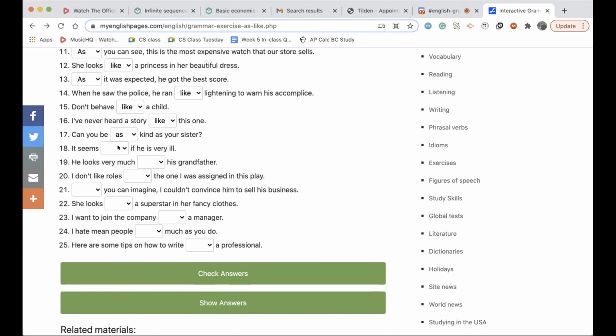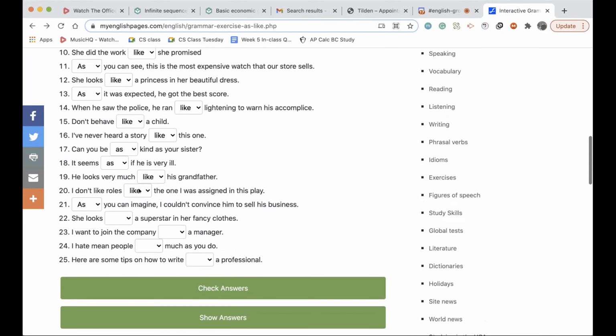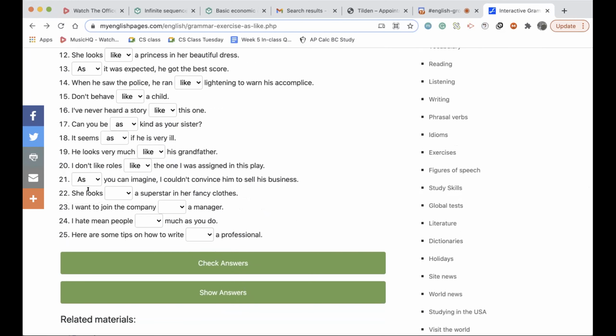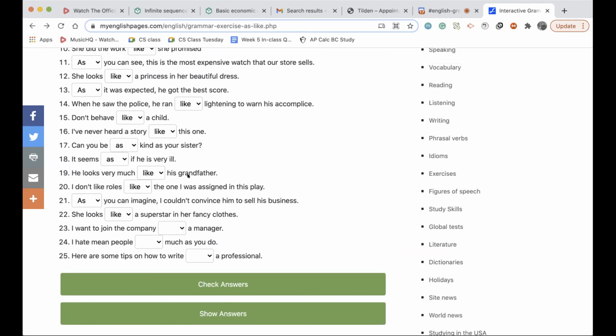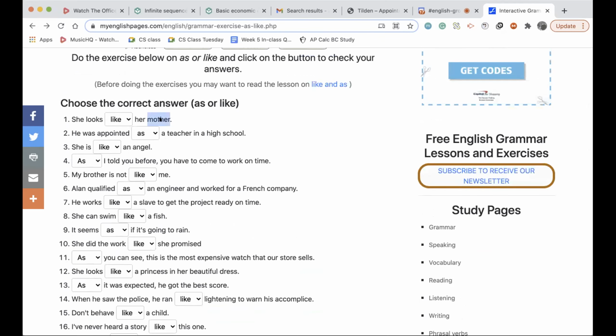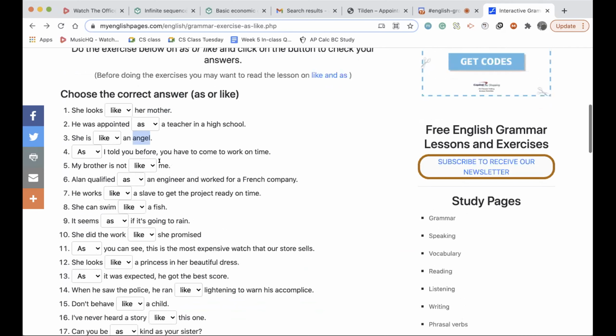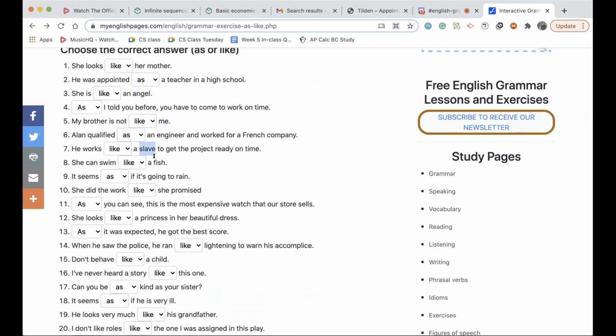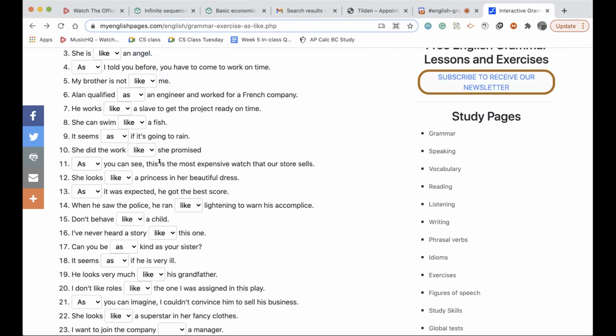It seems like "like" or "as if", right? Because there's an "if". He looks very much like his grandfather. So usually if it starts off the sentence, it's "as". She looks like a superstar, right? Also, if a noun comes right after it, you typically use "like". Here, her mother comes right after it.